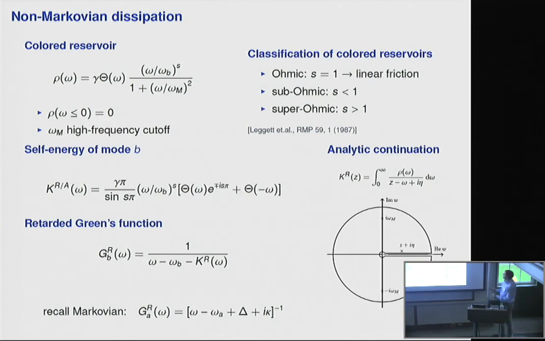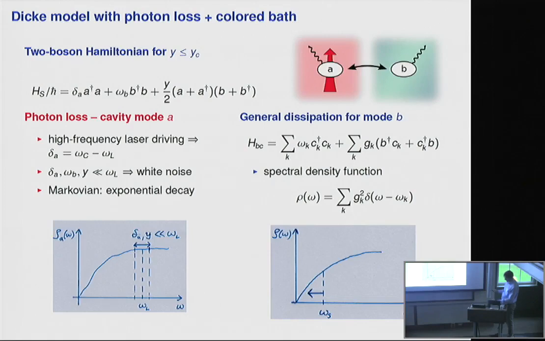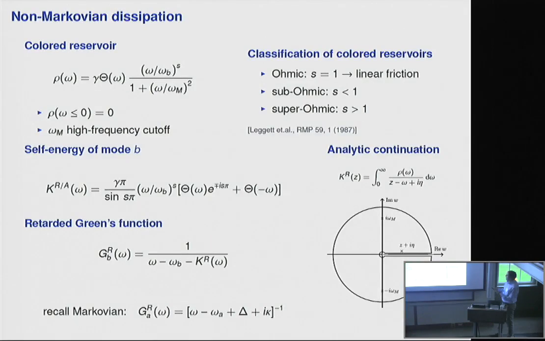Now, keeping still the generality, I will make the following assumptions for this function. Gamma is simply a dimensional parameter which gauges the strength of the coupling. The Heaviside function ensures that there are no negative frequency modes in the reservoir. And then I keep a completely general power law with an exponent S. And the denominator is just for regularizing at high frequencies. It's a high frequency cutoff. It will not be relevant.